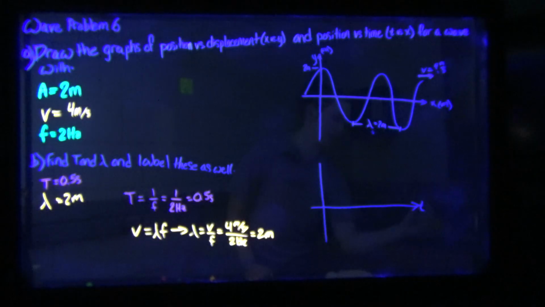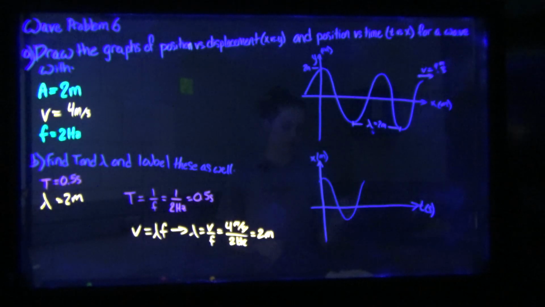Here on the x-axis, we're going to have t for time, and that's going to be in units of seconds. Here on the y-axis, we've got our displacement in units of meters. Again, you're just going to draw some wave.